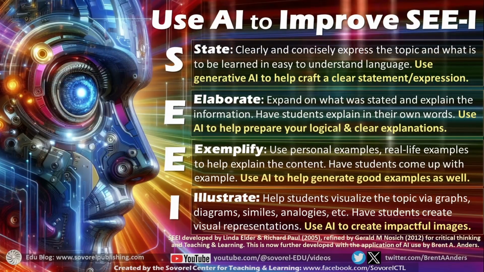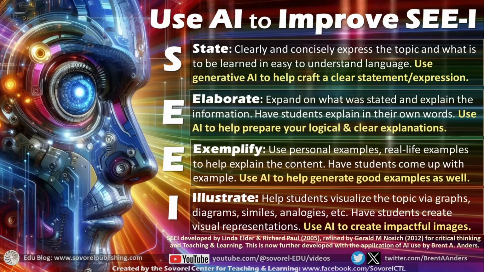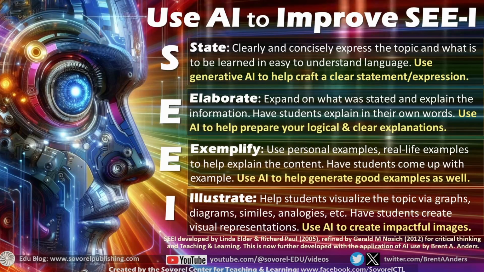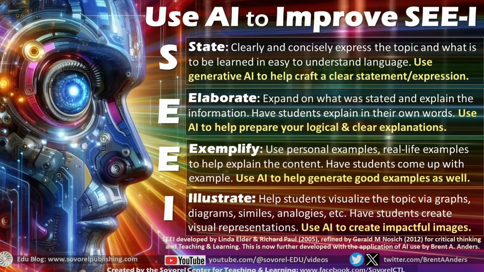So it's broken down into 4 different sections here, S, E, E, I. With S, you simply state what it is, what the topic is. With E, you elaborate. With another E, you exemplify. And then with I, you illustrate.